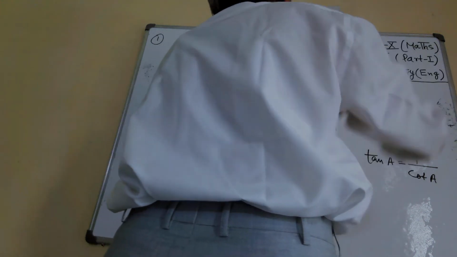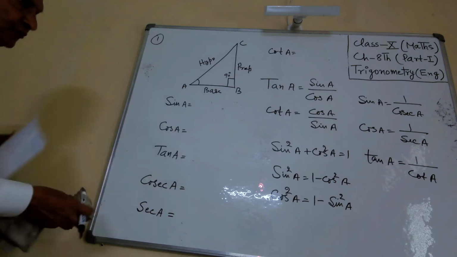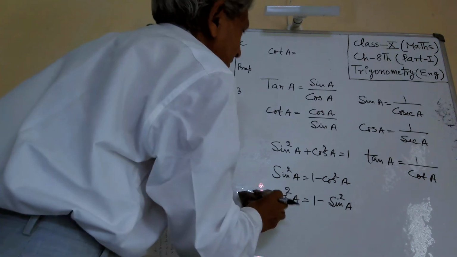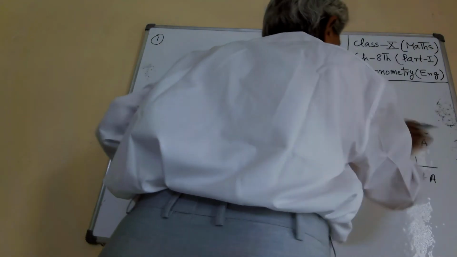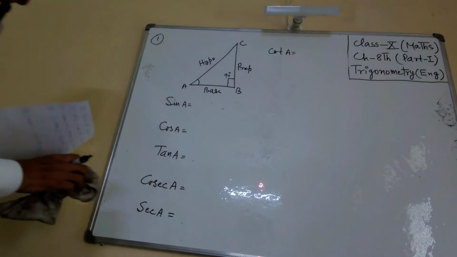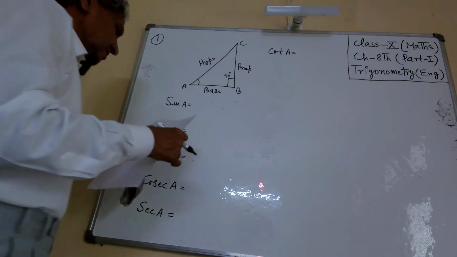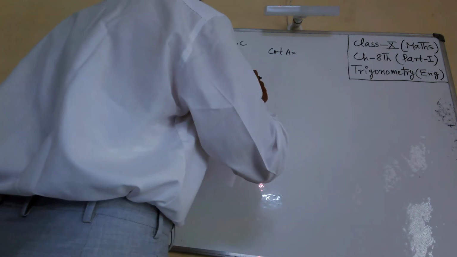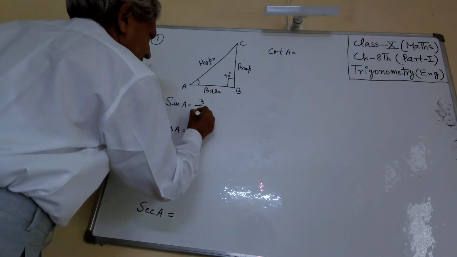For the saving of time, this is because we have to find out these identities. These identities or relationships will be used later on. Now, here sin A is equal to 3 by 5.